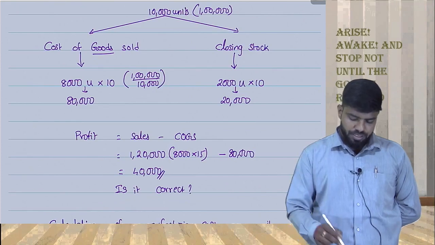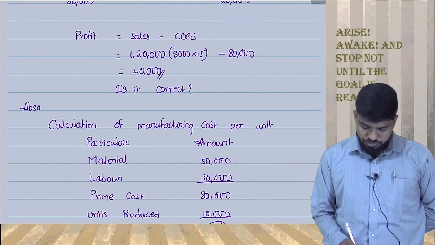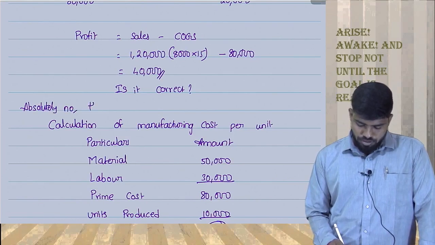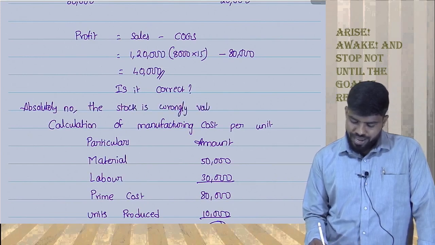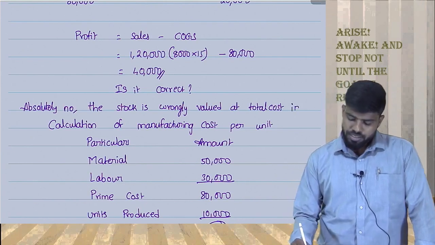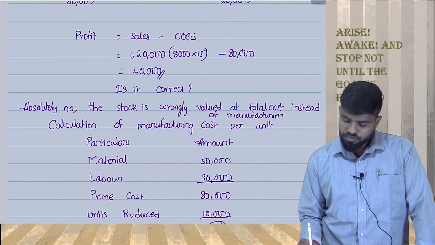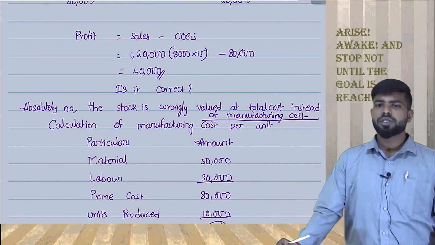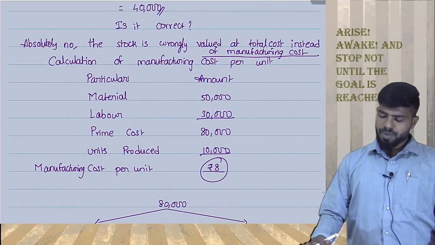Okay. Now, is it correct? Under that, right? Absolutely no. The stock is wrongly valued at total cost instead of manufacturing cost. Absolutely no. The stock is wrongly valued at total cost instead of manufacturing cost. And that right, calculation of manufacturing cost per unit.